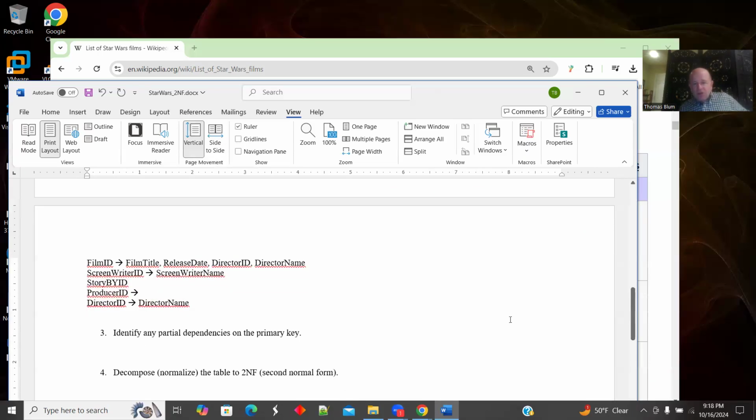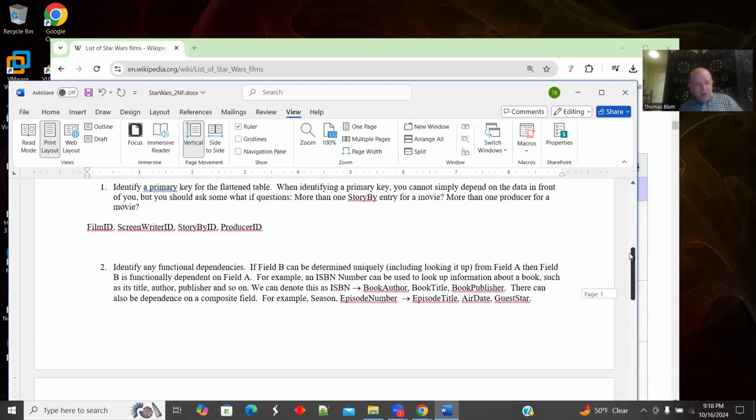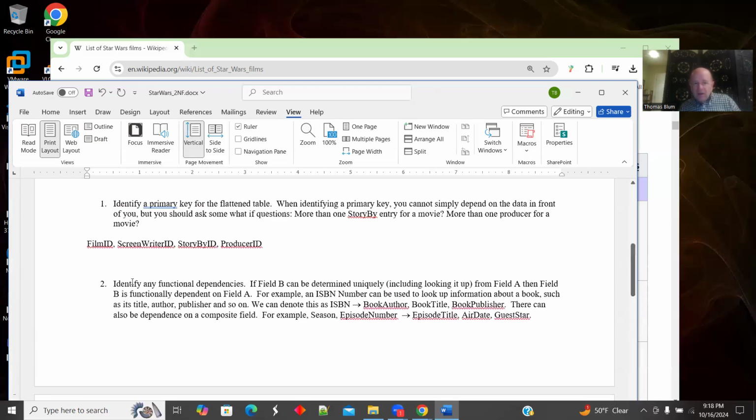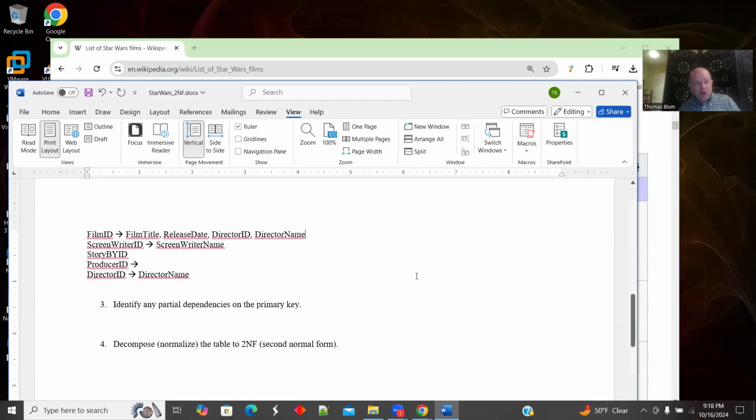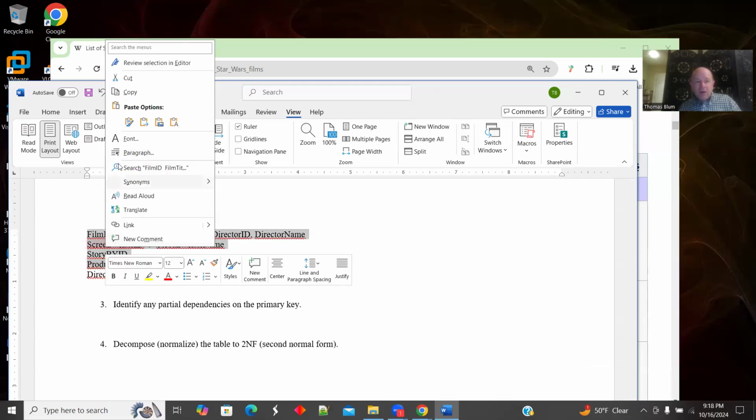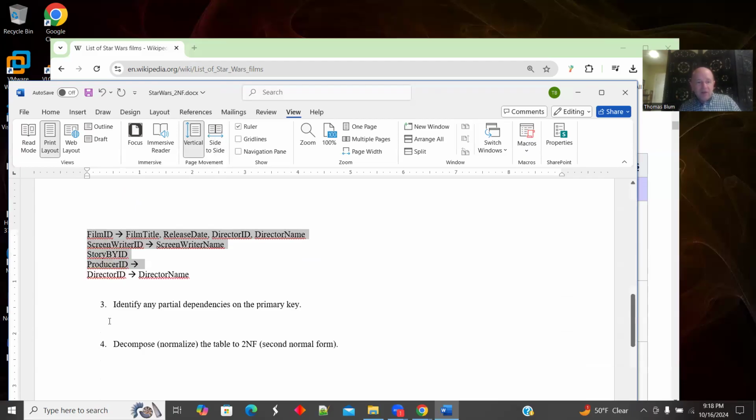So what was our primary key up here? It was film, screenwriter, story by, and producer. So all of these things, film, screenwriter, story by, producer, not the director, but all the other ones, are partials. They depend on a part of our primary key. You can depend on the full key.